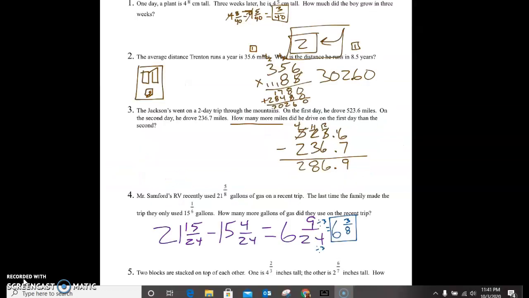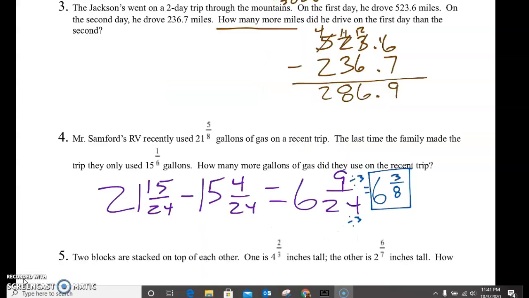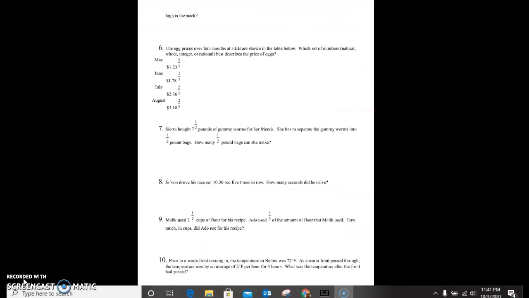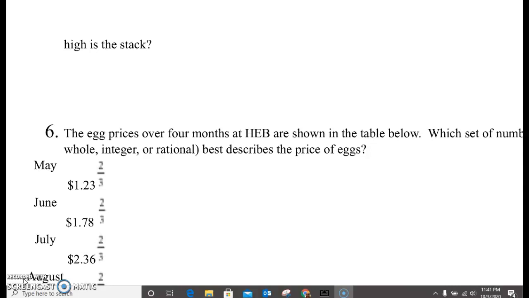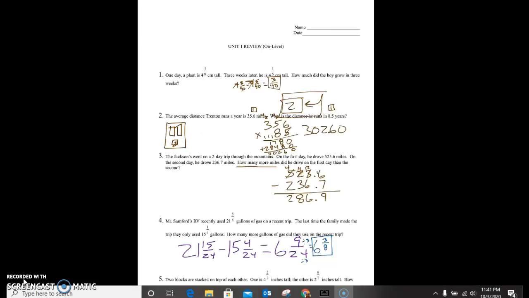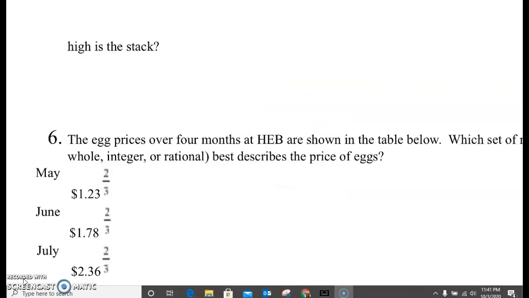Alright, number 5, see if I can zoom in, get that up here where you can see. There we go. I don't have a lot of room to work on this. 2 blocks are stacked on top of each other. One is 4 2/3 inches tall. The other is 2 6/7 inches tall. I'm going to go to the next page to see what the question is. How high is the stack? So because I have more space over there, it's 4 2/3 and 2 6/7.